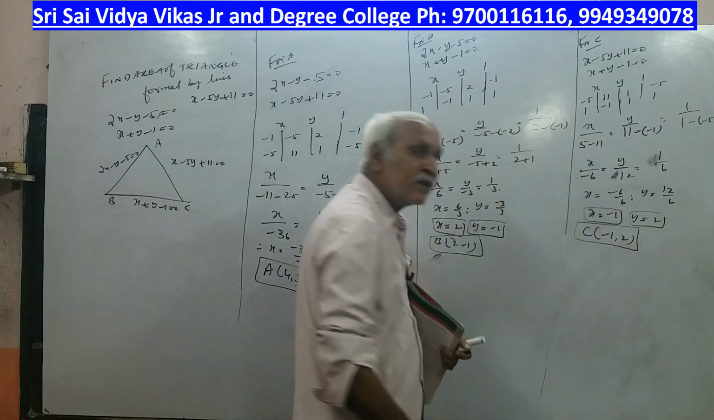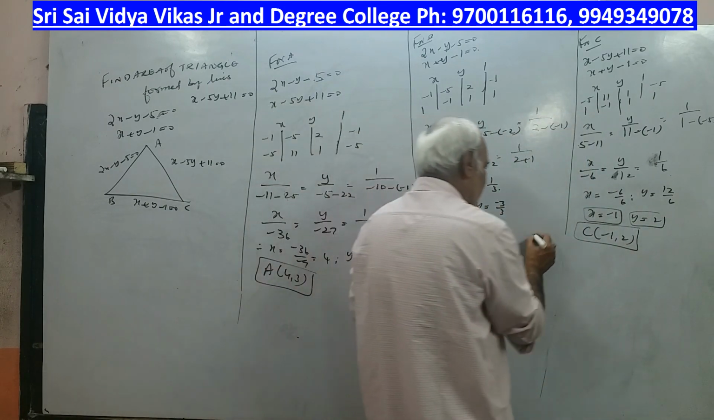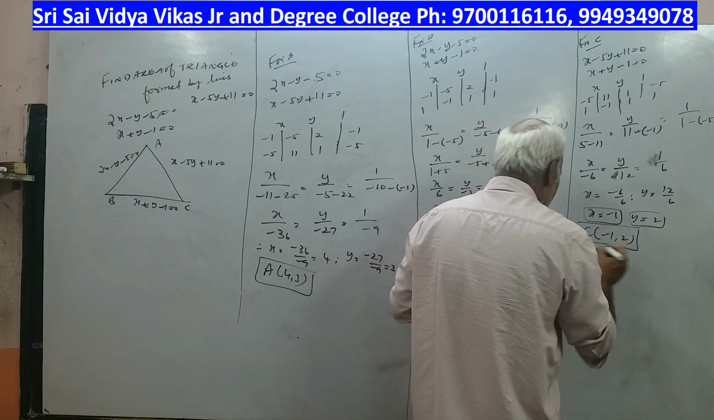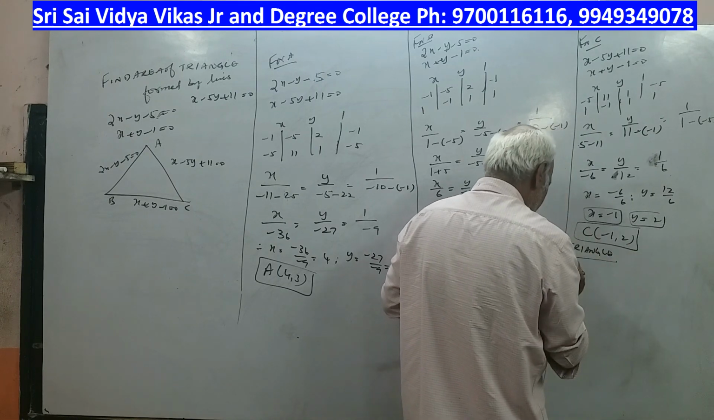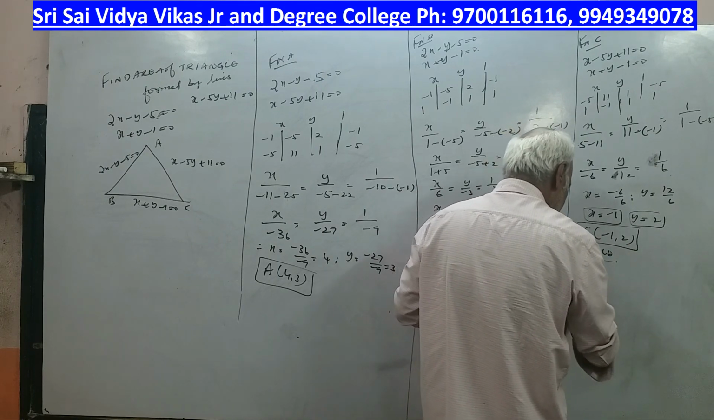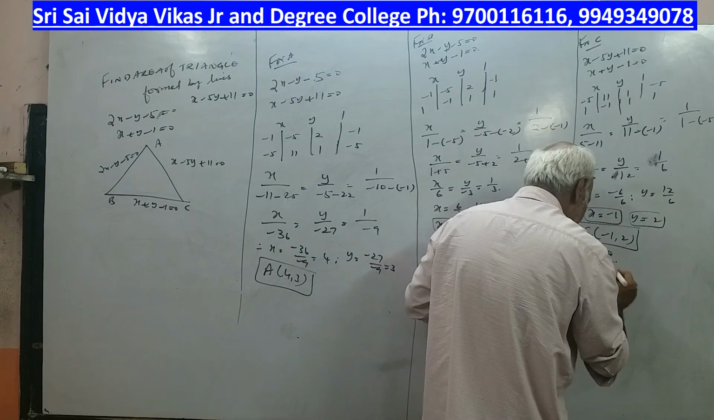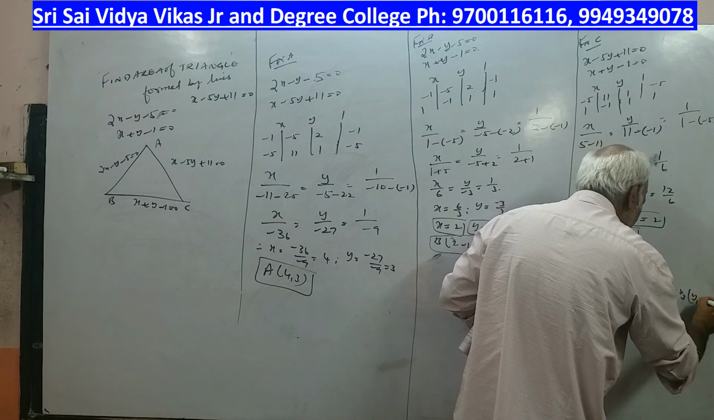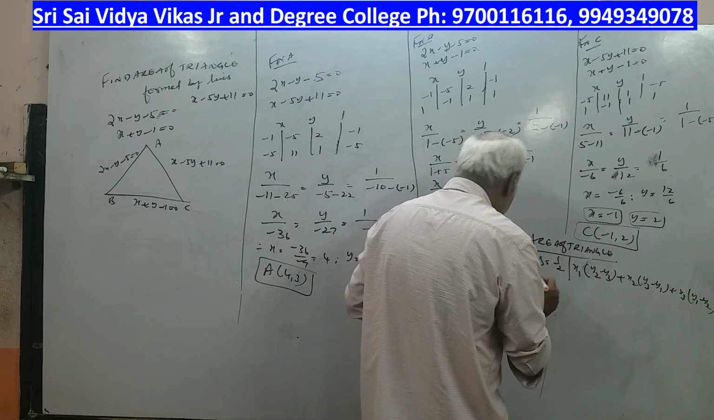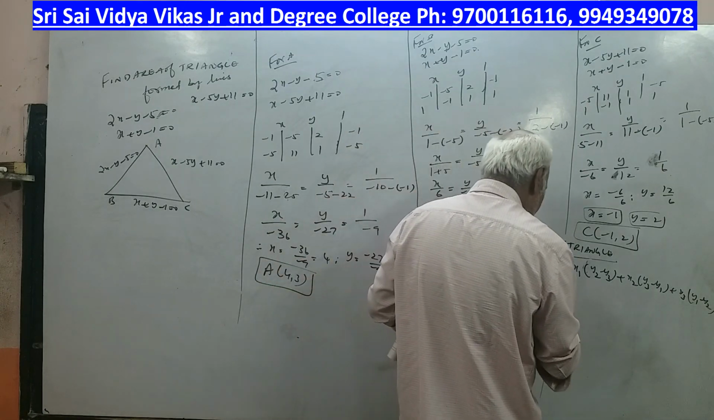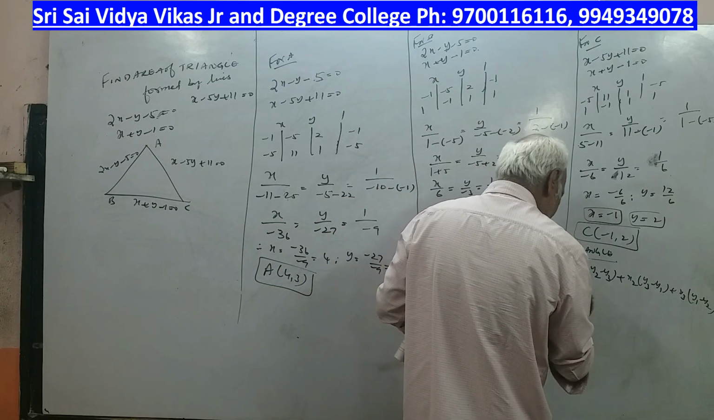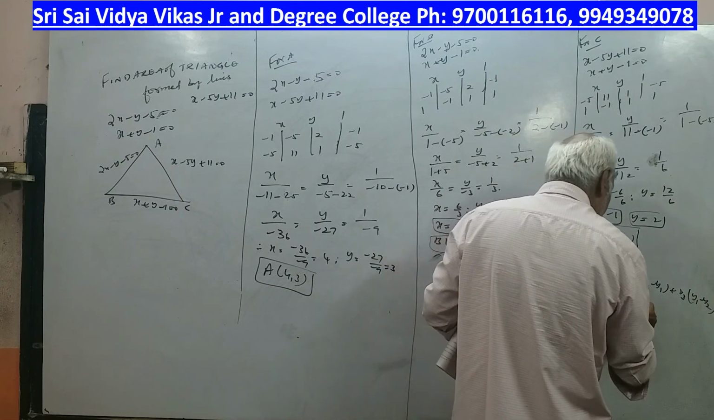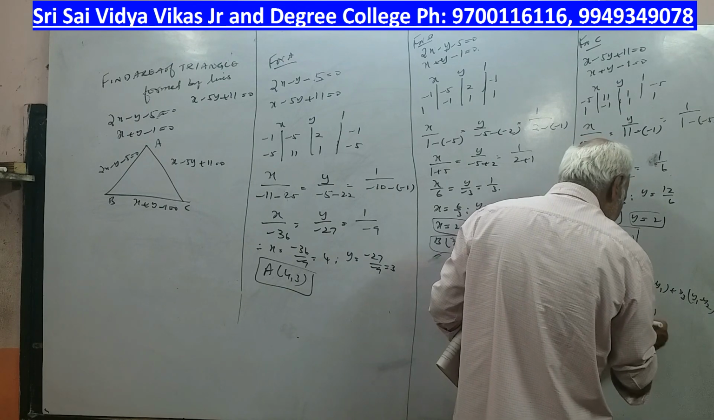Now the question is area of the triangle. So area of the triangle is 1 by 2 x1 into y2 minus y3 plus x2 into y3 minus y1 plus x3 into y1 minus y2. For the A point, A point is 4 comma 3, which is x1 y1. What is the B point? 2 comma minus 1, x2 y2. What is C point? Minus 1 comma 2, x3 y3.